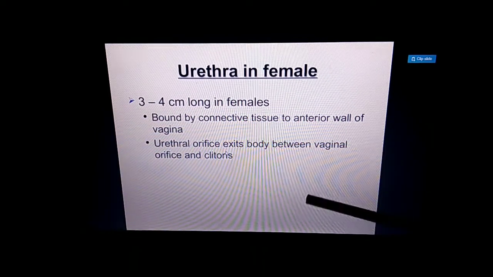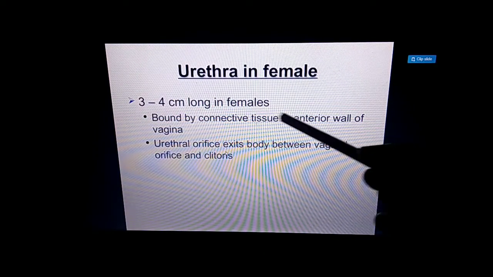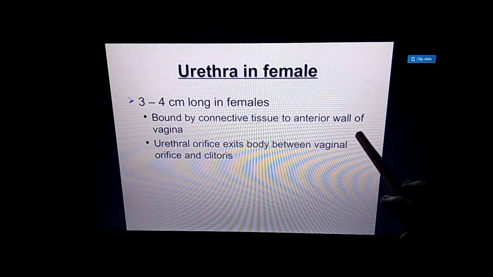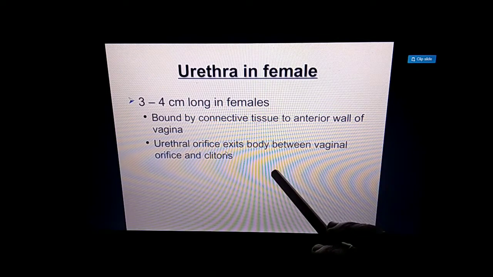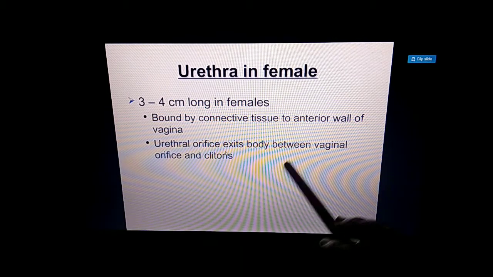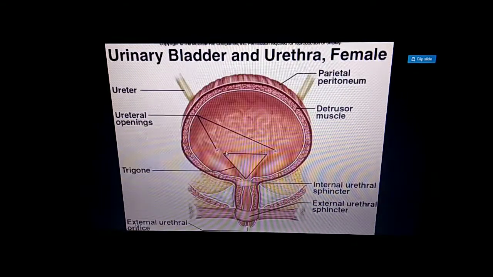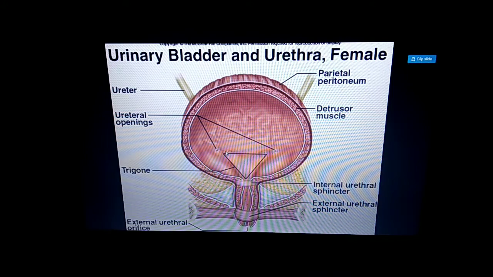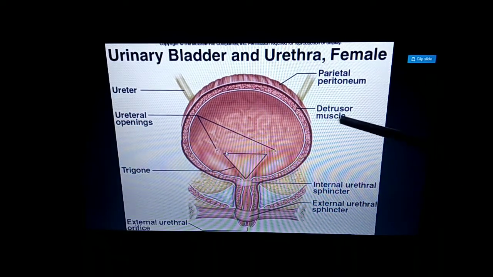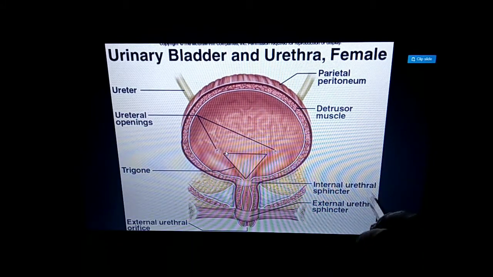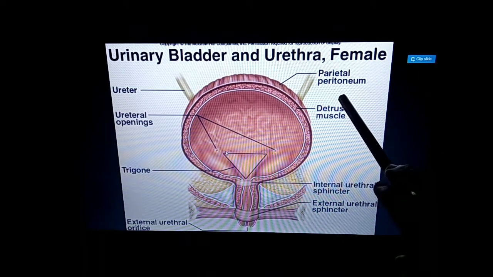Then the urethra in females is 3 to 4 centimeters long, bound by connective tissue to the anterior wall of the vagina. The urethral orifice exits the body between the vaginal orifice and the clitoris. This is the structure of the bladder. These are detrusor cells, that is the muscular layer. This is the inner layer, the mucosa, made up of transitional cells. Then this is the outermost layer, the adventitia.